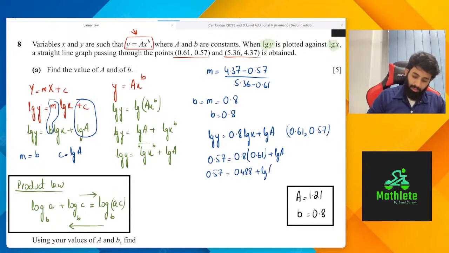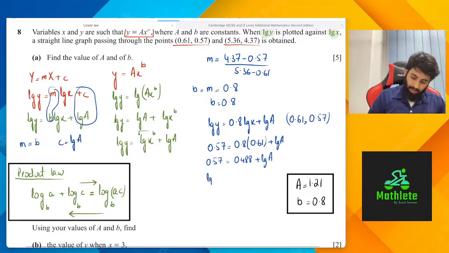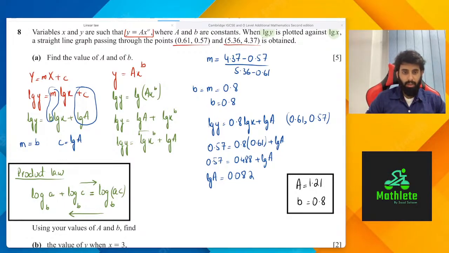Please no rounding off before you get to the final answer. Now let's write this nicely. LGA is equals to 0.57 minus the answer. So we have 0.082.